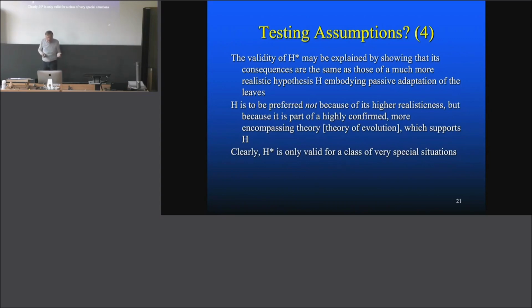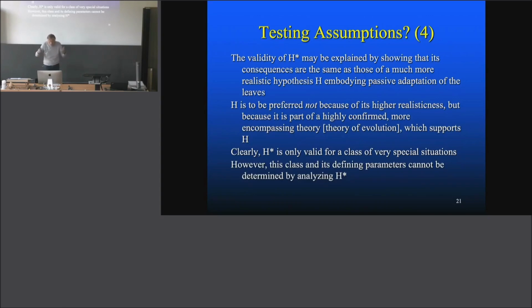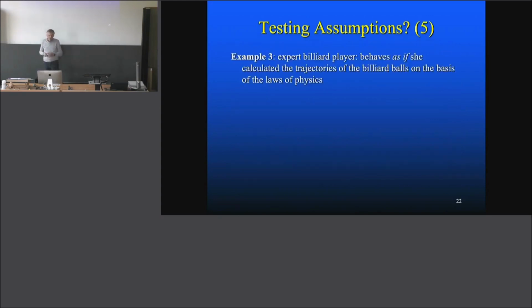So he says H star is only valid for a class of very special situations, very special about these trees, and possibly only for certain classes of trees, but not for all trees, but it works there. However, this class and its defining parameters cannot be determined by analyzing H star. So this example may leave one in a state of slight confusion. I mean, what is he really trying to say, right?